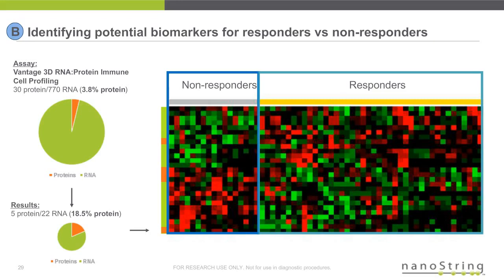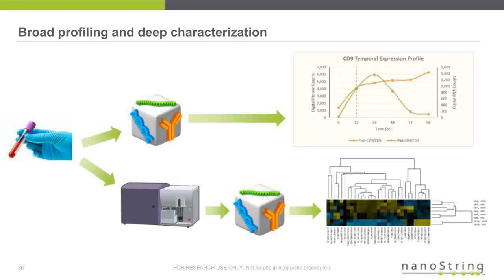Now, if you recall, the assay going in is 30 proteins and 770 RNAs, but what we actually see is that there's 5 proteins and 22 RNAs that start to make up a candidate signature that our collaborator is going to continue to pursue and refine towards clinical application. A really great example of using this 3D biology technology, in this case starting with a partially purified clinical sample, going right into our assay, and then seeing changes in gene and protein expression.